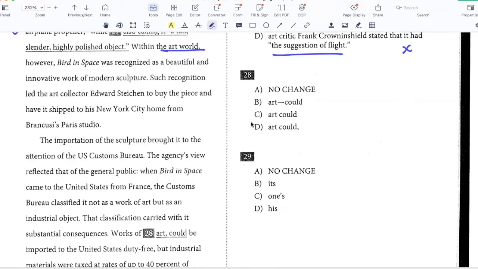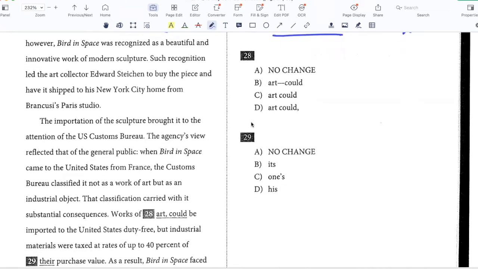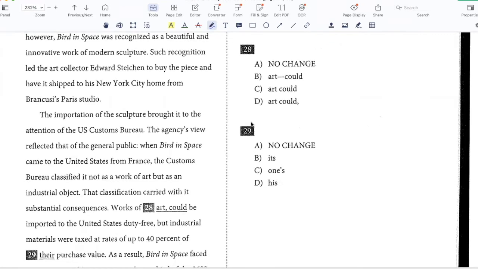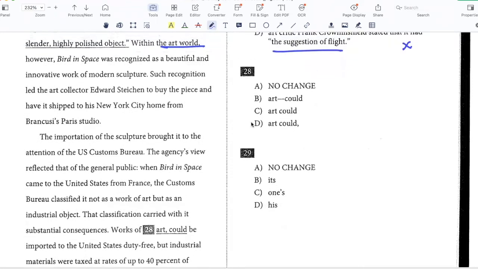When Bird in Space came to the US from France, the Customs Bureau classified it not as a work of art, but as an industrial object. That classification carried with it substantial consequences. Works of art could be imported to the US duty-free, but industrial materials were taxed at rates of up to 40% of their purchase value.